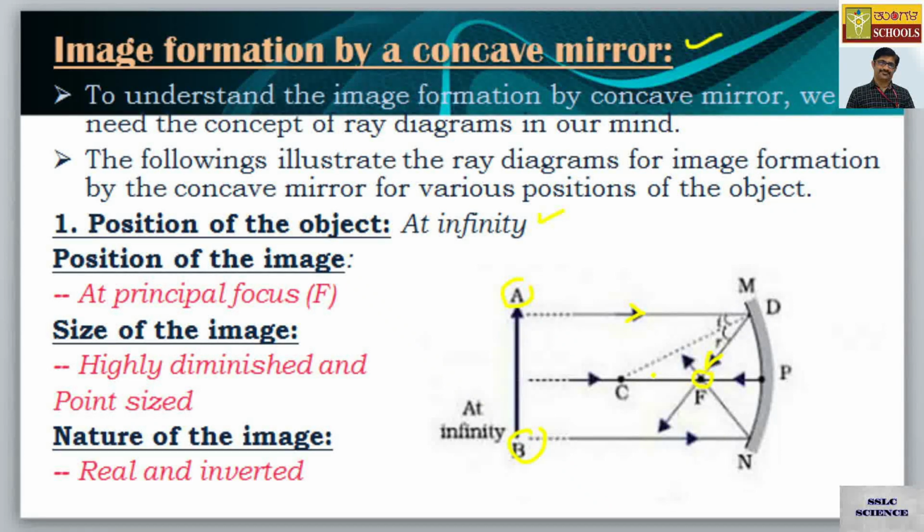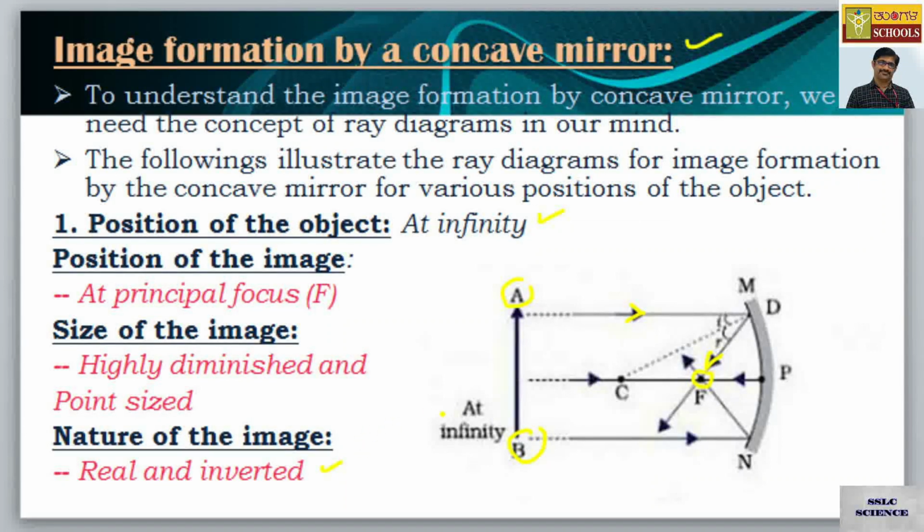and the size of the image is highly diminished, meaning it is highly smaller, and it is point sized. Image is point sized in comparison with the object. So highly diminished, which means a much smaller image you are getting, and it is of point size. Okay, and the nature of the image is found to be real and inverted. It is real and inverted.